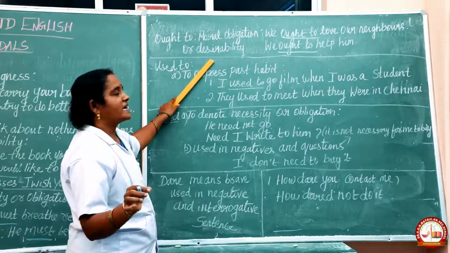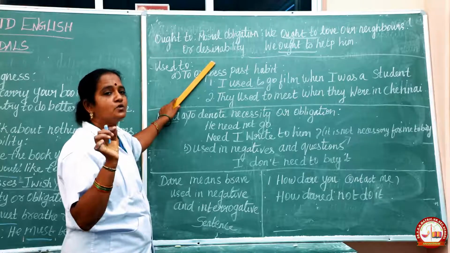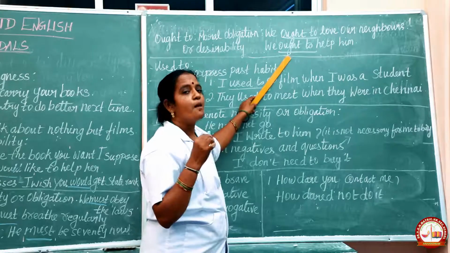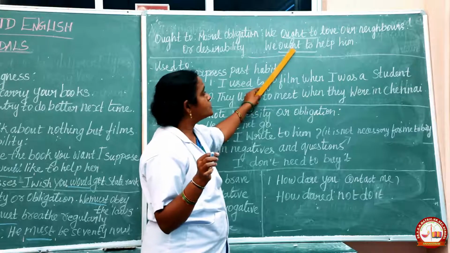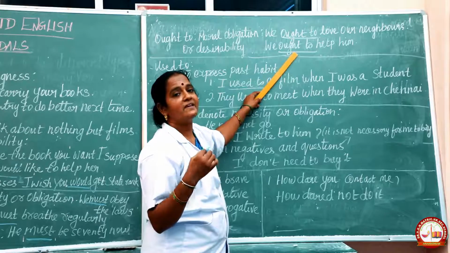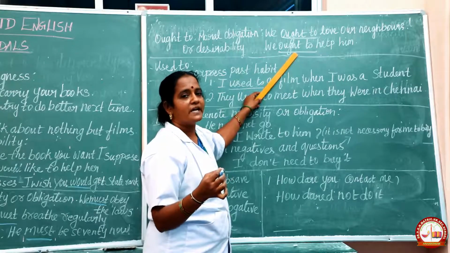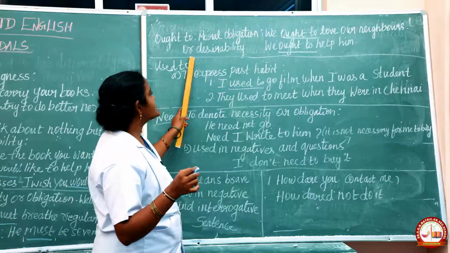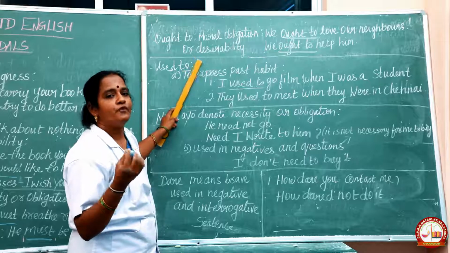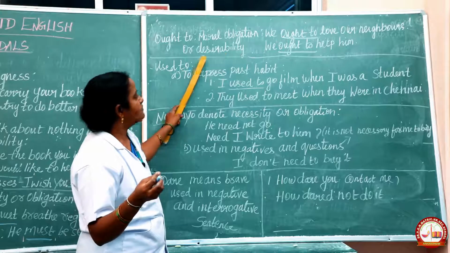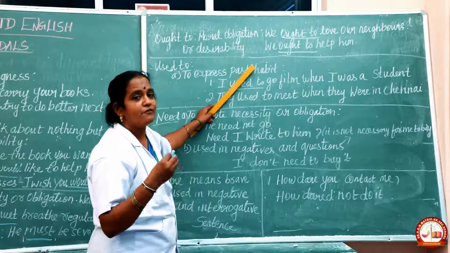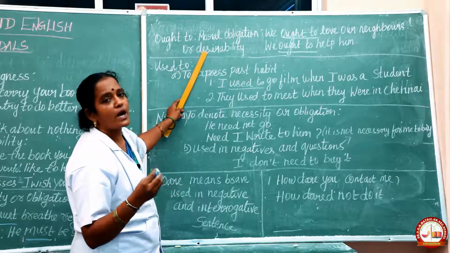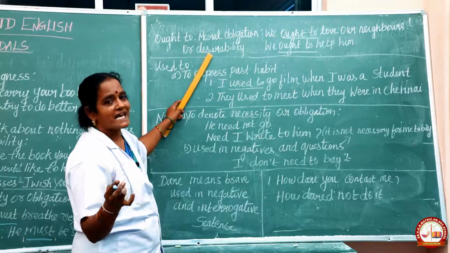For moral obligation we have to use have to only. We have to love our neighbor. This is a moral obligation. To love our neighbors, be friendly with others. These are all moral obligations. For this we have to use have to only. And the next one is desirability, that is wish. Desirability means wish. We have to help him. This is the wish to help him. Have to is used for moral obligation or desirability.